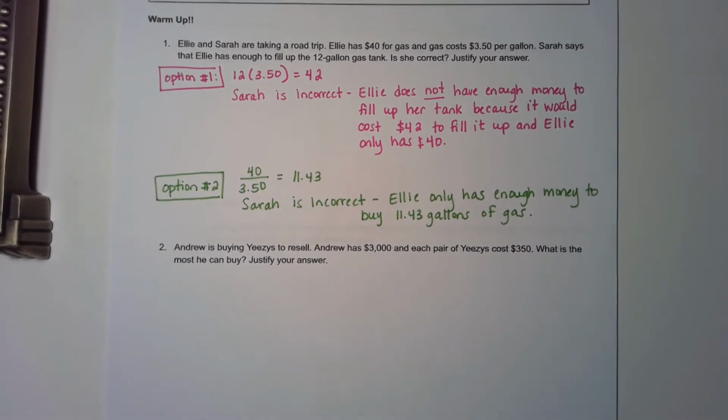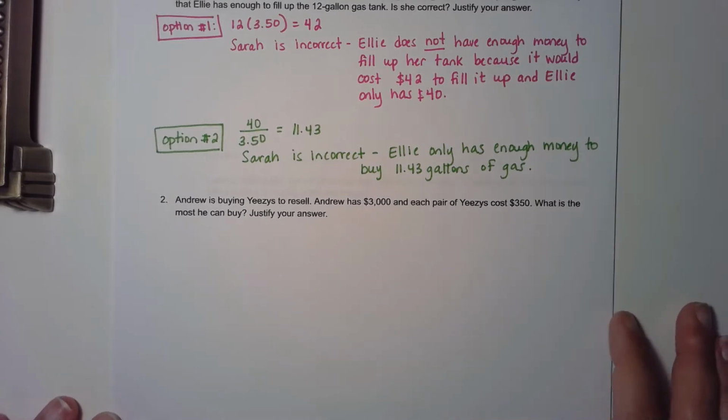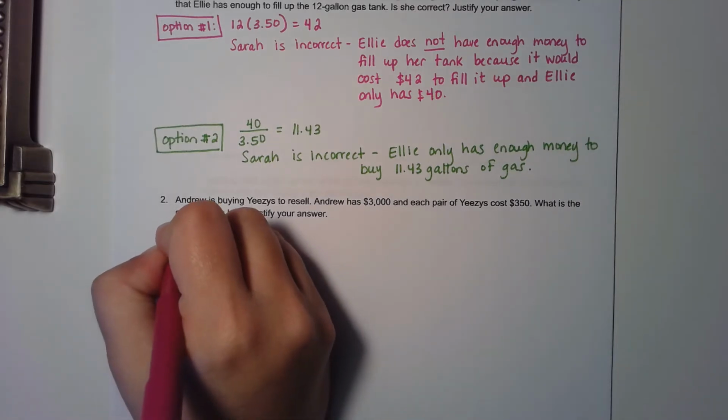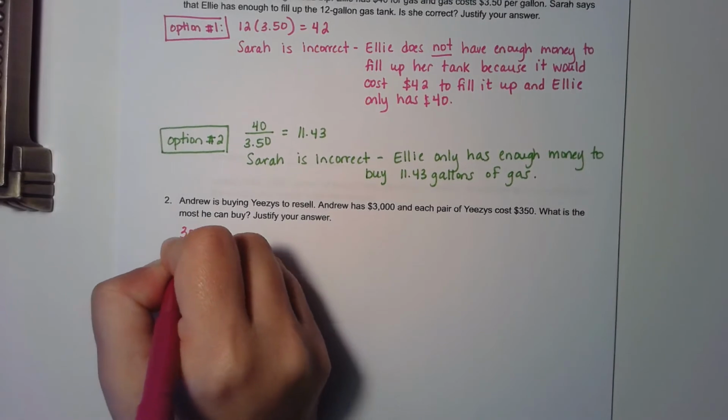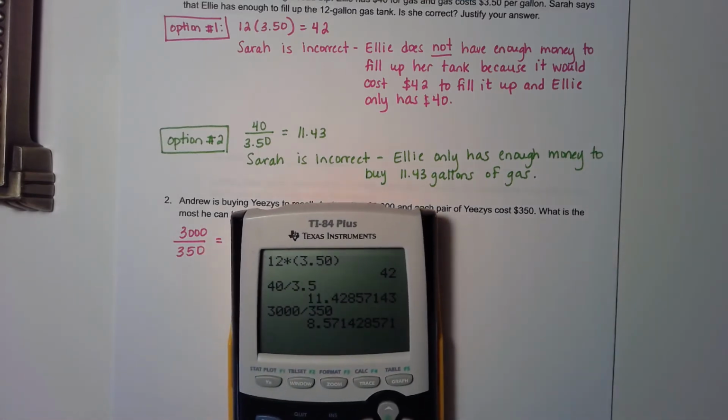Now, in problem number 2 here, here's another example of where an inequality comes up in the real world. Andrew is buying Yeezys to resell. Andrew has $3,000 and each pair of Yeezys costs $350. What is the most he can buy? Justify your answer. Now, in this case, I want to know how many pairs of shoes Andrew can buy. And I know that he has $3,000 and each pair costs $350. So in order to answer this question, I'm going to take the $3,000 that Andrew has, and I'm going to divide by 350 to see how many pairs of shoes he can buy. That ultimately gives me the number 8.57.